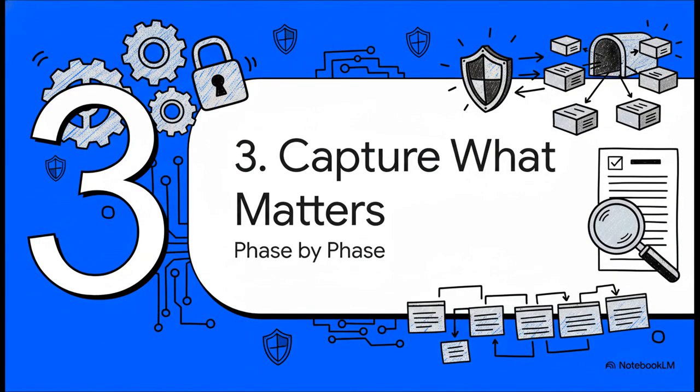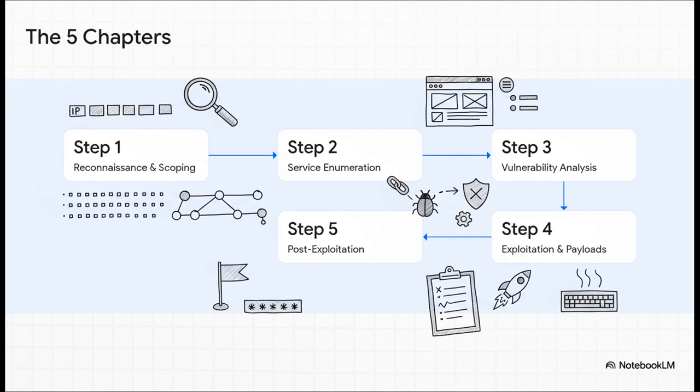So, what does a professional record actually look like? What should you be writing down? Well, it all comes down to capturing what truly matters, phase by phase, through the whole process. Think of your lab work like a story that has 5 chapters. Chapter 1, Recon. You're jotting down IP ranges and the results of your initial Nmap scans. Chapter 2, Enumeration. Now you're screenshotting web pages and listing every single open port and its service version. Chapter 3, Vulnerability Analysis. This is where you connect those services to potential CVEs.